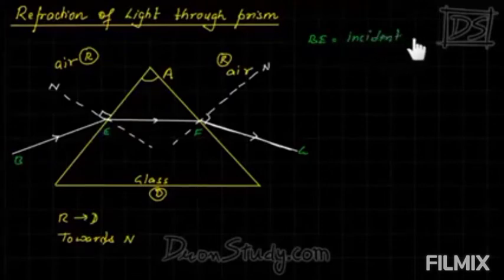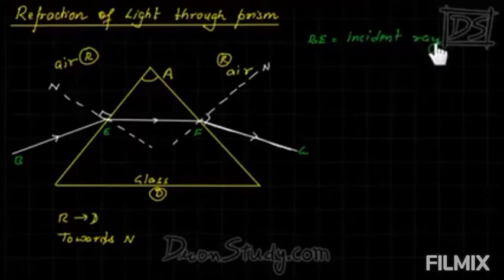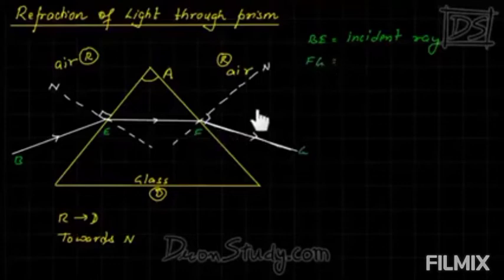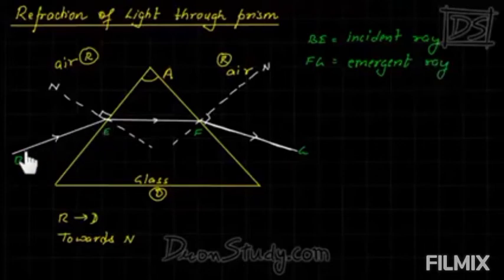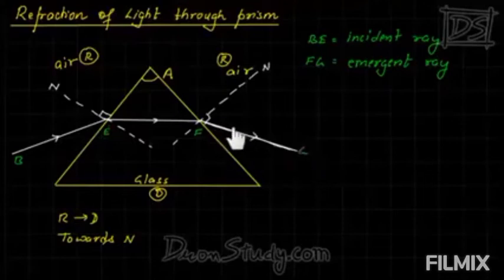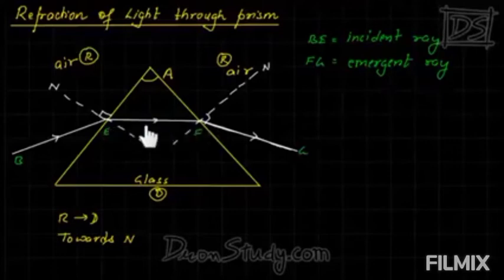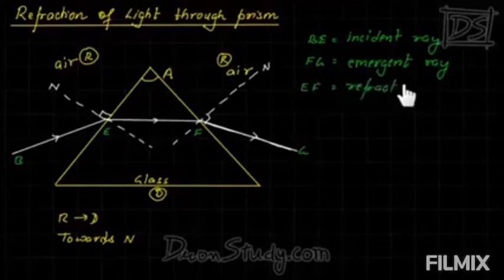So from the figure we can write it down. BE is the incident ray, FG is the emergent ray. FG means after the refracted ray it has gone out. So here you can see the emergent ray and incident ray, and EF between these two is known as the refracted ray. This is the refracted ray.